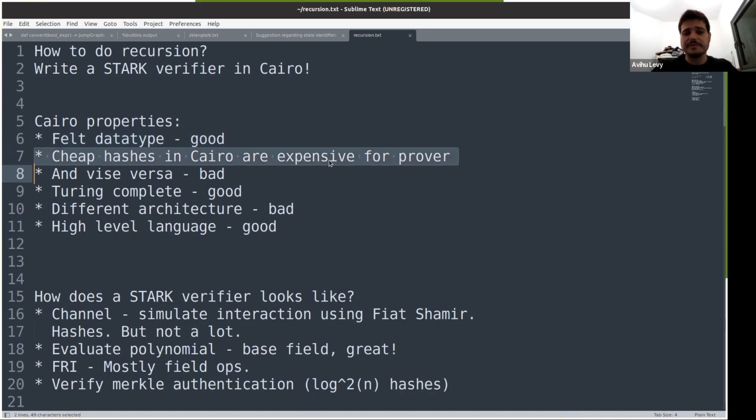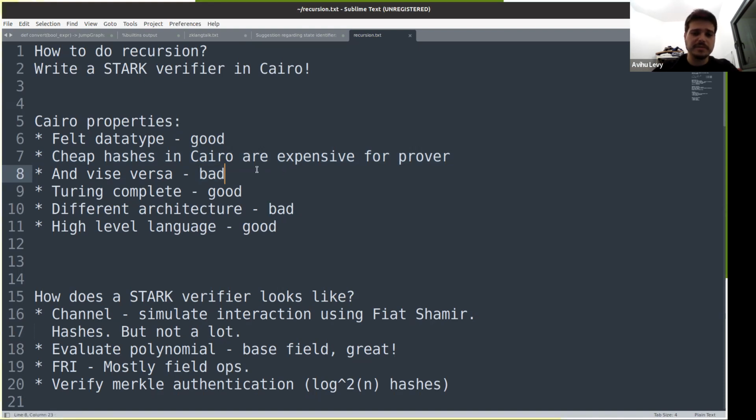Now, like Avihu said, hashes that are cheap for Cairo are expensive for regular machines, for x86, for the prover essentially, and vice versa. The examples we usually take are Pedersen and Blake. Pedersen is cheap for Cairo and expensive for x86. Blake is cheap for x86 and expensive for Cairo.